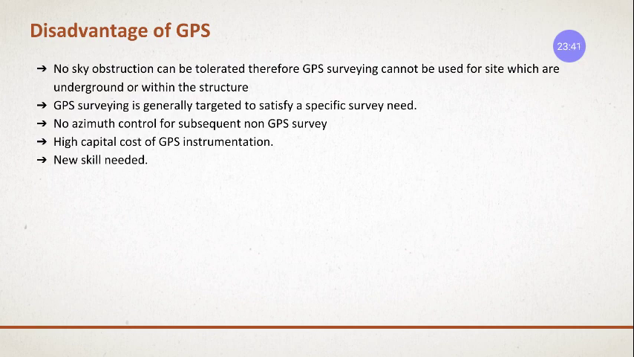So we saw what is GPS. Right? We saw how it works. Right? We saw various types of segments in it. Right? We saw what are the advantages of GPS, and we saw the disadvantages of GPS. Right? So this completes your second lecture.